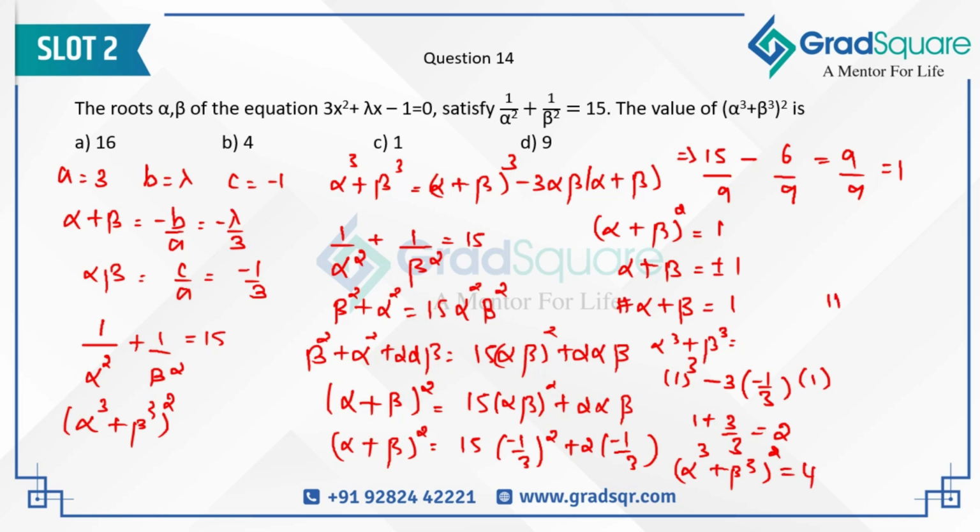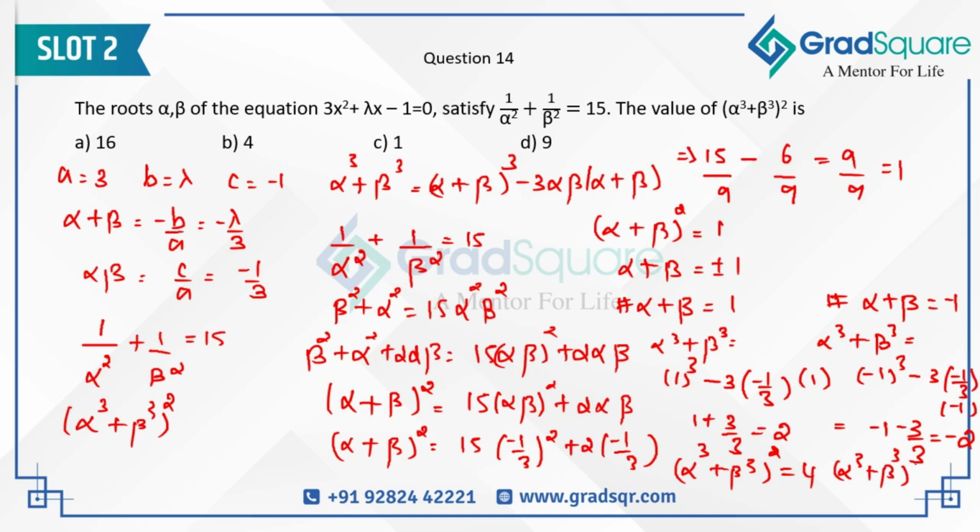Now in the second case, let me write α + β value equal to −1. Then α³ + β³ will become what? (−1)³ − 3 into (−1/3) into (−1), which is going to give me −1 − 3/3, which is going to be −2, and (α³ + β³)² is going to be (−2)², which will still give me the same answer, which is equal to 4. So option B is the answer for this question.